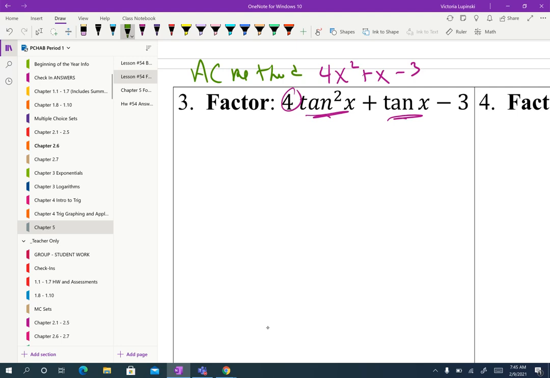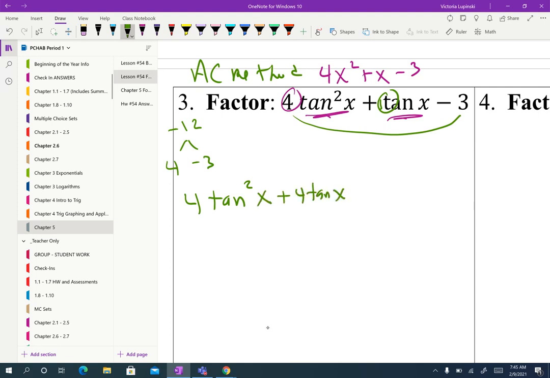So if you're going to do the AC method, you're going to go ahead and multiply the A times the C, which would be 4 times negative 3, which would be negative 12. You would then be looking for two numbers that multiply to be negative 12 and add up to be positive 1. Hopefully you can see that that would be 4 and negative 3. When you go to rewrite the middle term here, though, don't forget the tangent. So 4 tangent squared, and then the tan x becomes 4 tan x minus 3 tan x minus 3.